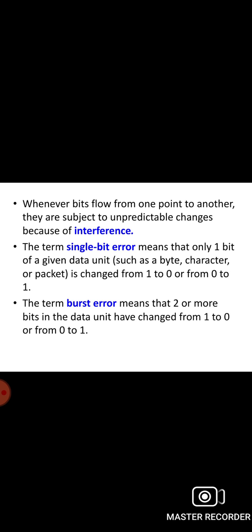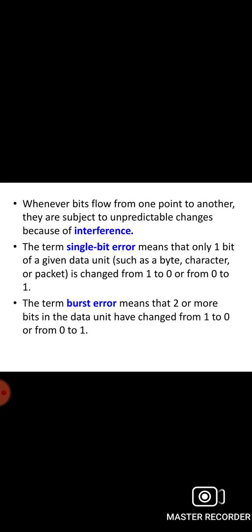Whenever bits flow from one point to another, they are subject to unpredictable changes because of interference. This interference can change the shape of the signal. In a single bit error, a 0 is changed to a 1 or a 1 to a 0. In a burst error, multiple bits are changed. For example, a 1/100 second burst of impulse noise on a transmission with a data rate of 1200 bits per second might change all or some of the 12 bits of information.